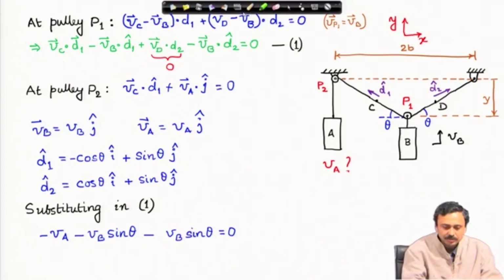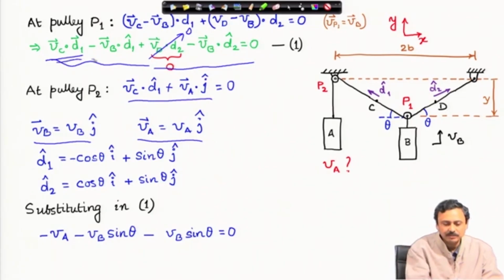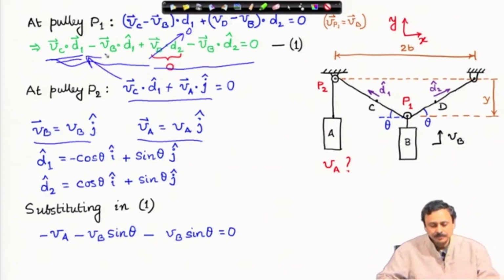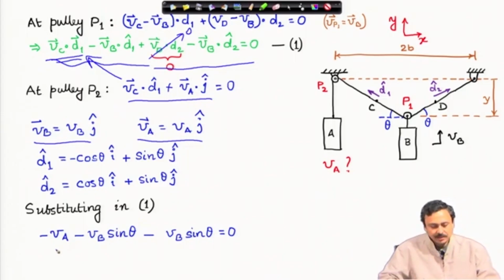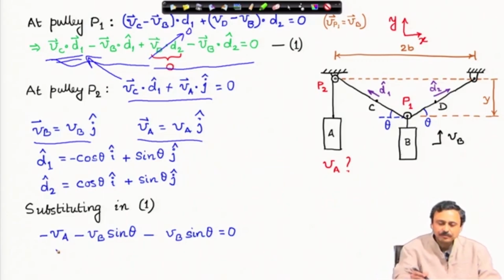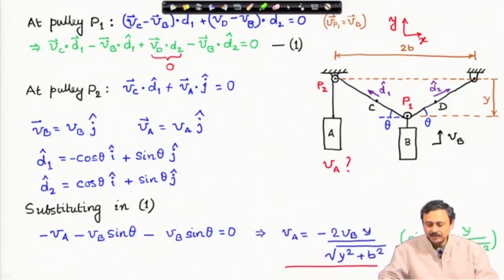So, I substitute everything in this equation, this is not there, this is 0. I have expressions of Vb, Va, etc., and Vc comes from here. So, Vc dot d1, I substitute this here. Once I do all these things, I get this equation: minus Va minus Vb sin theta minus Vb sin theta is equal to 0. So, if you do this simplification, you will get Va in terms of Vb.